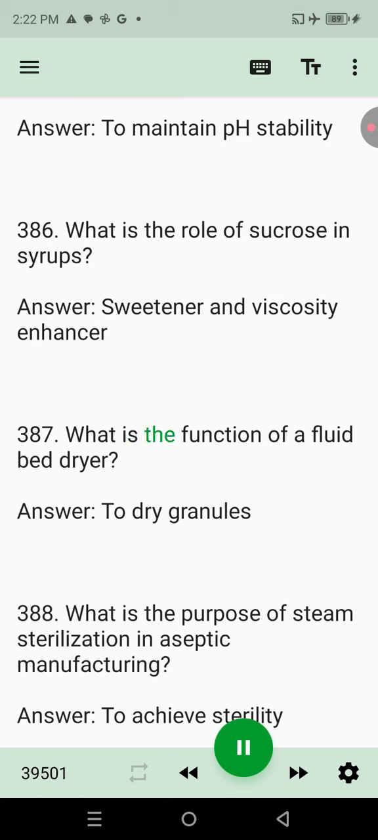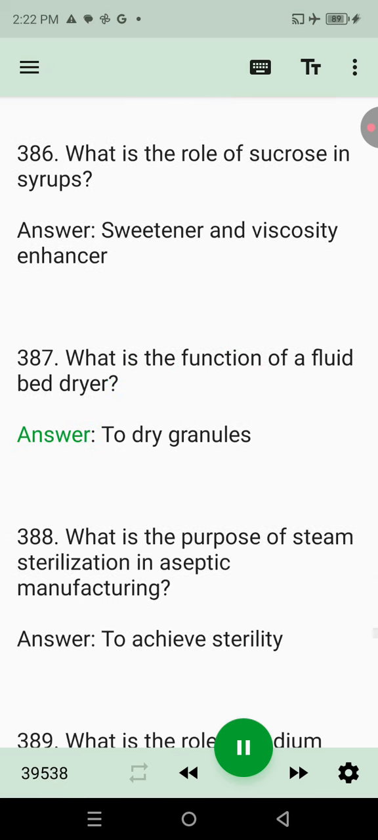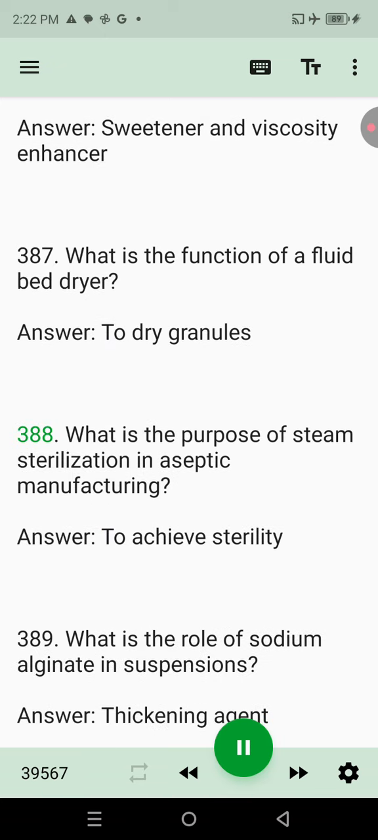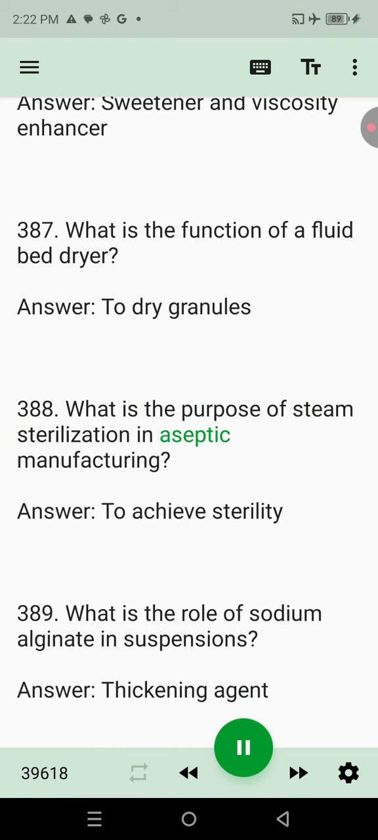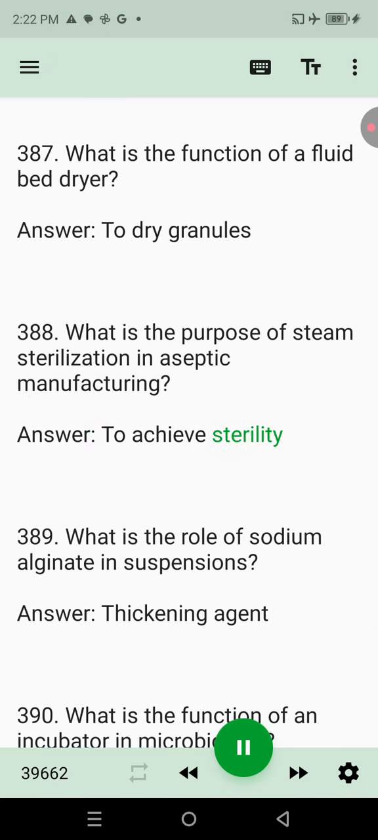387. What is the function of a fluid bed dryer? Answer: to dry granules. 388. What is the purpose of steam sterilization in aseptic manufacturing? Answer: to achieve sterility.